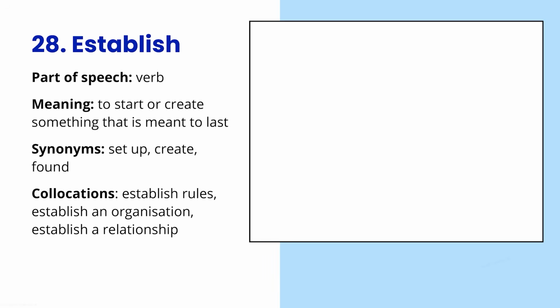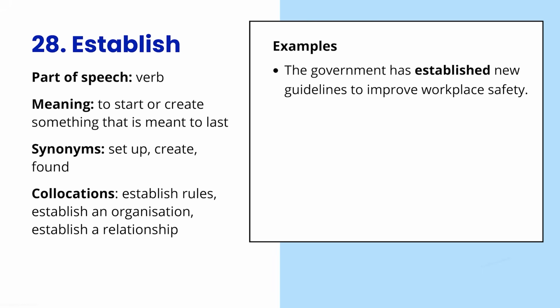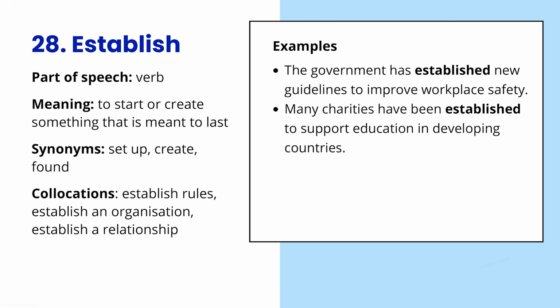Establish a relationship. Examples: the government has established or created new guidelines to improve workplace safety. Many charities have been established to support education in developing countries. So this means that these charities have been created and they're probably going to be around for a long time. Now, don't confuse establish with start.